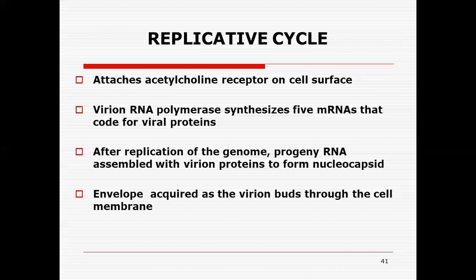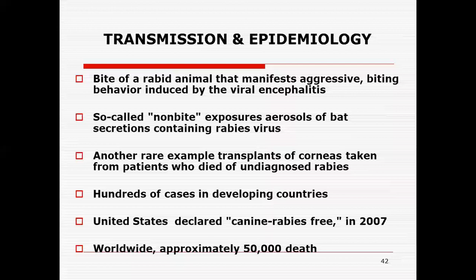Transmission and epidemiology of the rabies virus: we are all well versed that it is mostly the bite of a rabid animal that has been infected by the virus, and the infectiousness of the rabies virus in a dog is manifested by the aggressive behavior of the animal. Its biting behavior is induced by the virus encephalitis, because the virus has entered into the dog, reaches the brain, and causes encephalitis that makes the dog mad. And when it bites, it just leaves the virus inside. This is what we call the so-called non-bite exposure.